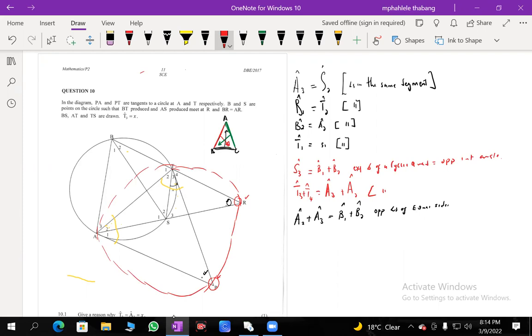It's not my ugly circle. We'll look at it. Surely they might say prove that ATRP is a cyclic quad. They might say that in the long run.